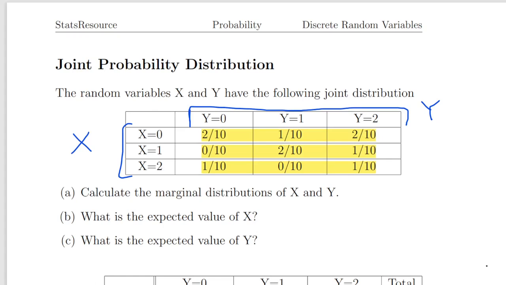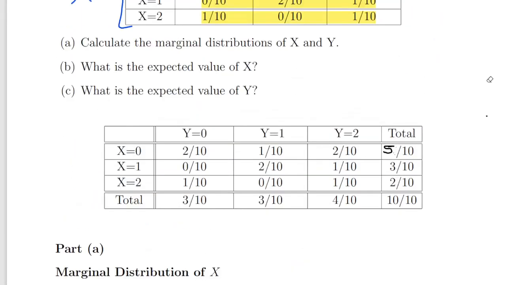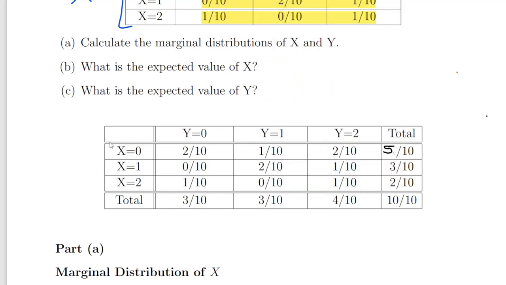Now, the first question is calculate the marginal distribution of x and y. Then calculate the expected value of x and then calculate the expected value of y. So it's a short enough question really just to get started with. There will be similar questions later on that will be a bit more complex. So essentially the marginal distributions are the row totals and column totals of the probabilities.